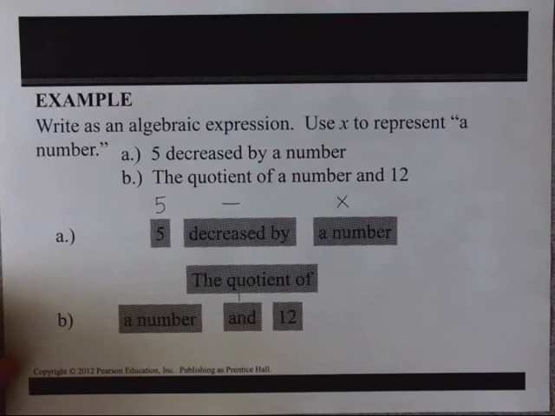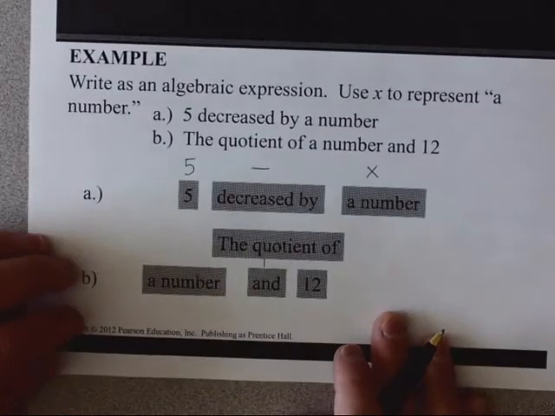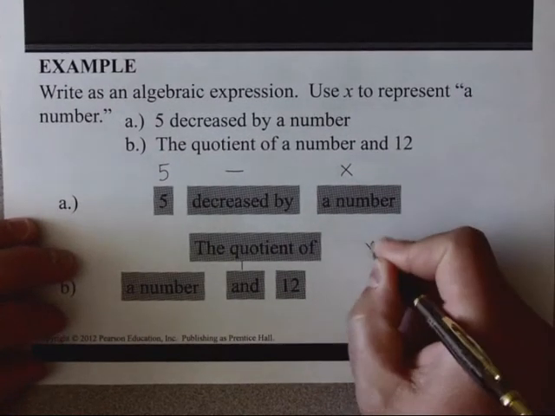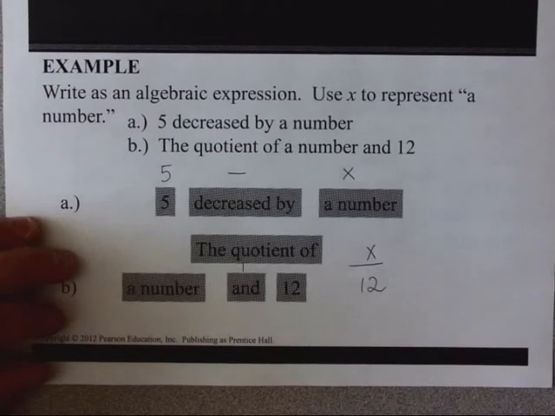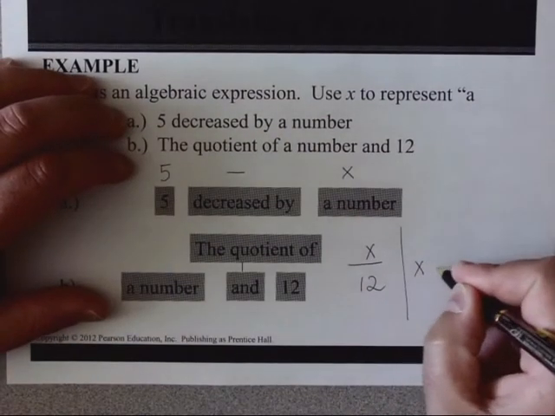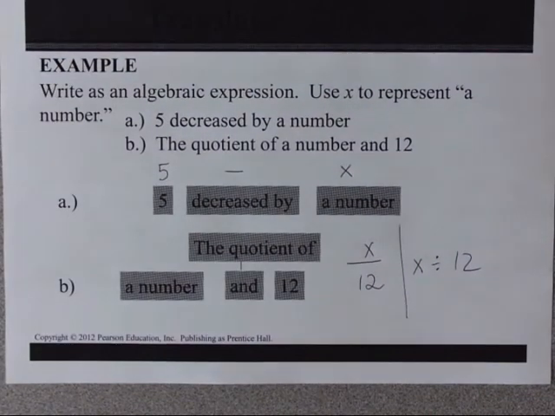Okay. B, the quotient of a number and 12. So what's the word quotient tell us? All right, quotient is division. So quotient of a number and 12, so that would be x, which is a number, divided by 12. So x over 12. You could write that in fraction form. You could also write that in division form with the division symbol, either way.